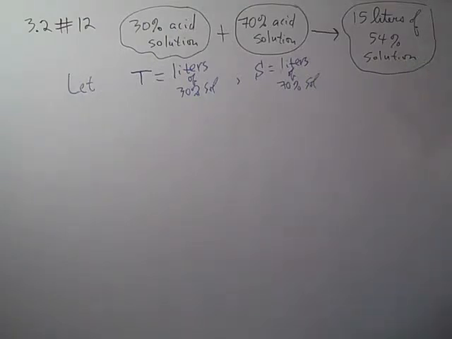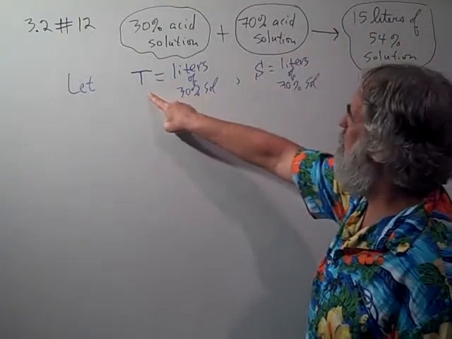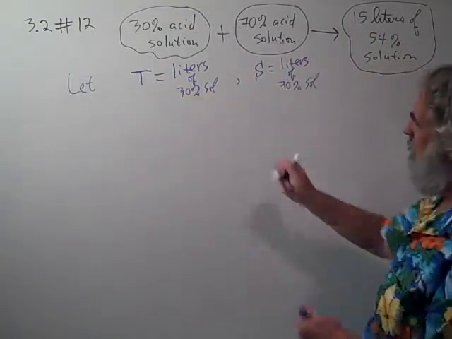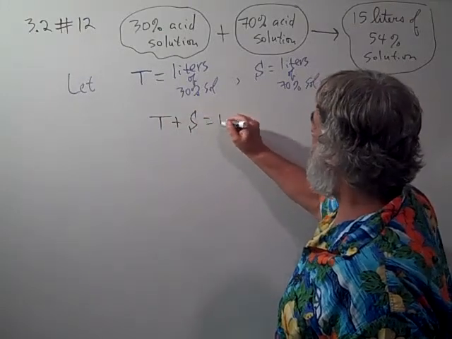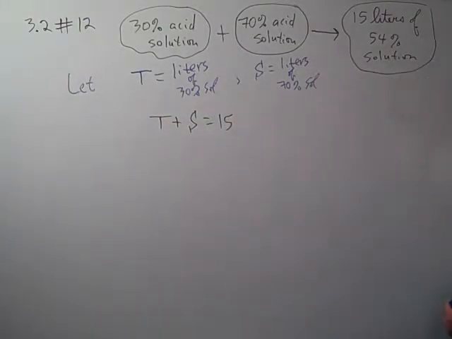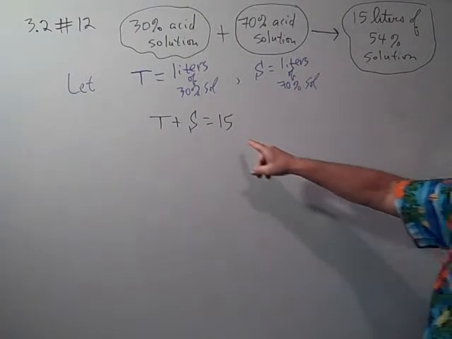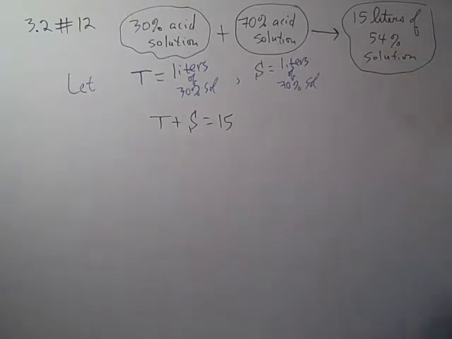Then we have one equation right away because we want to end up with 15 liters, and we're taking T liters and adding it to S liters. So T plus S adds up to 15 liters. That's in terms of how much of each solution we're mixing. The amount we mix equals the amount we end up with, so that equation balances.